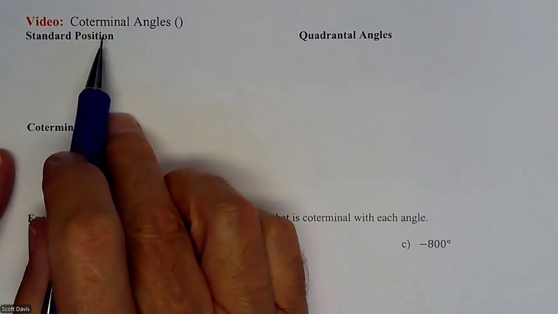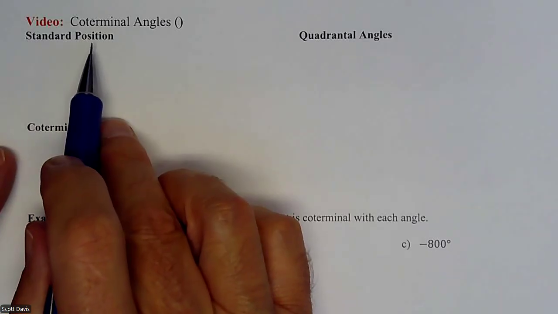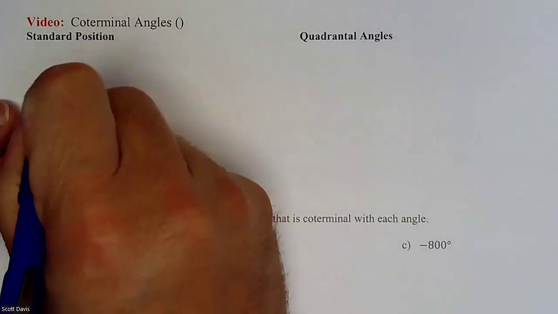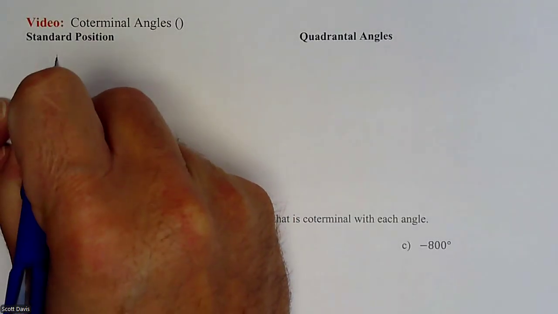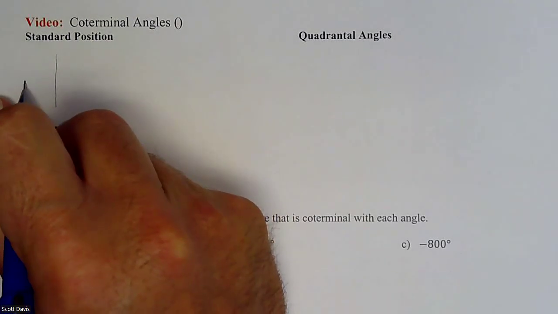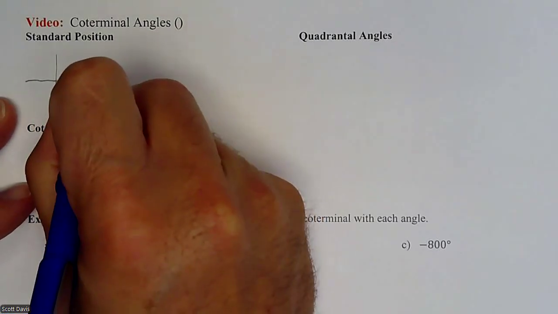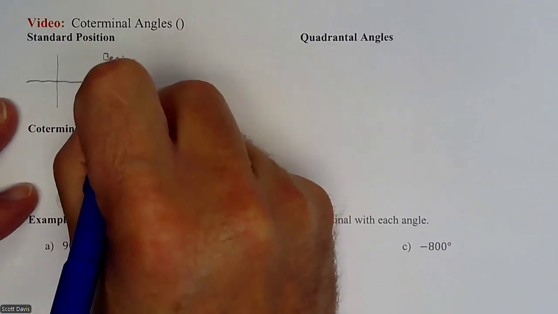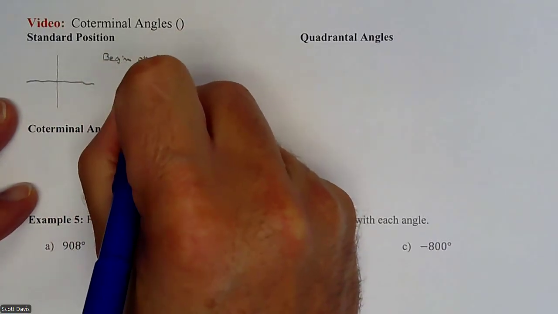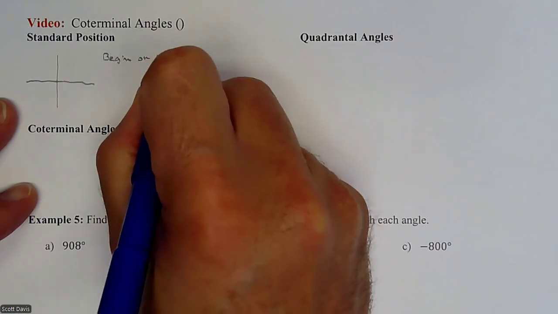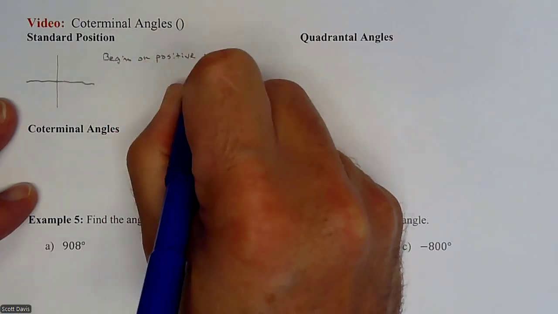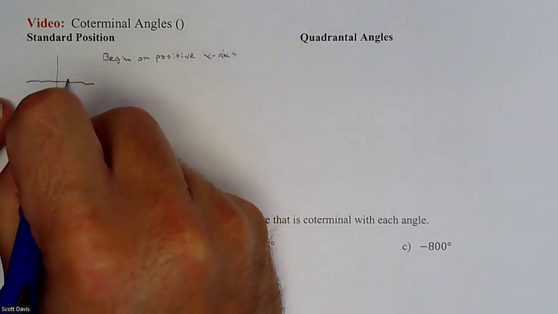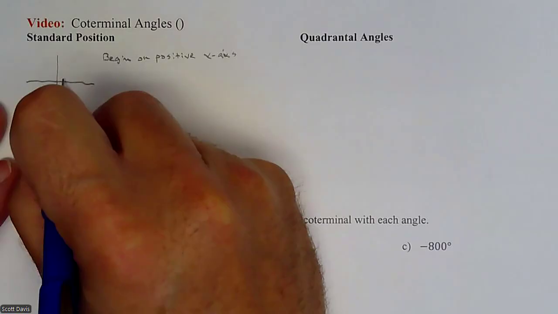In this lesson, we're going to be talking about coterminal angles. Before we jump into that, let's just talk about what an angle looks like in the standard position. When we're in the trig world and trying to graph an angle, we always begin on the positive x-axis.